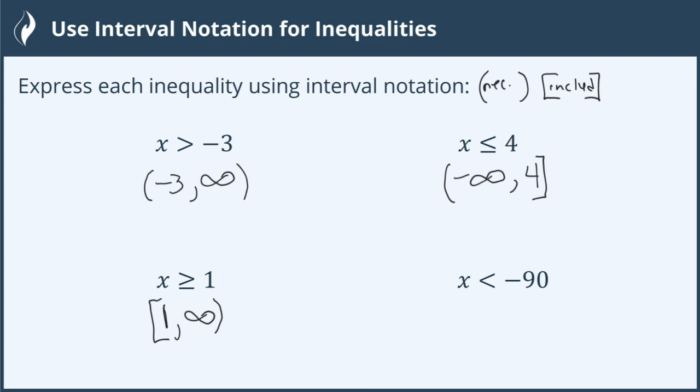We come to our last example here. We have x is less than -90. So it's going to be -infinity. Okay, -infinity, and it's going to go from there all the way to the left-hand side. We're going to have a parenthesis, we're going to have a comma to separate our two numbers. And then -90 is our other number, but we don't have an equal sign here. So again, we're going to have a parenthesis. So that's how you would use interval notation for each one of these inequalities.